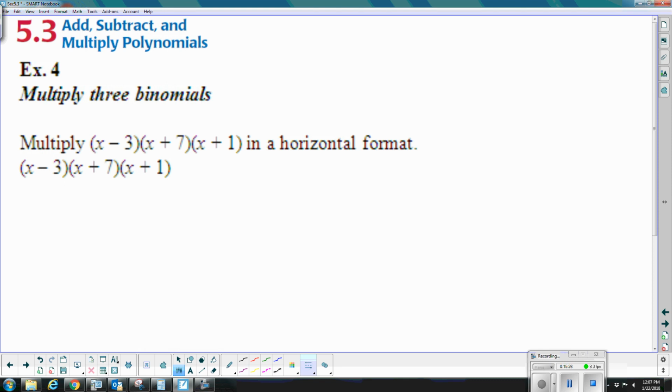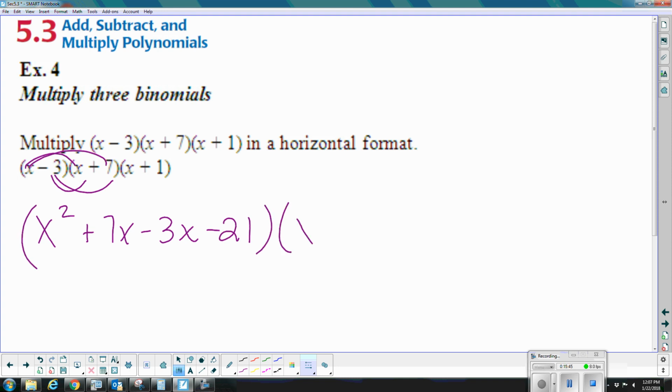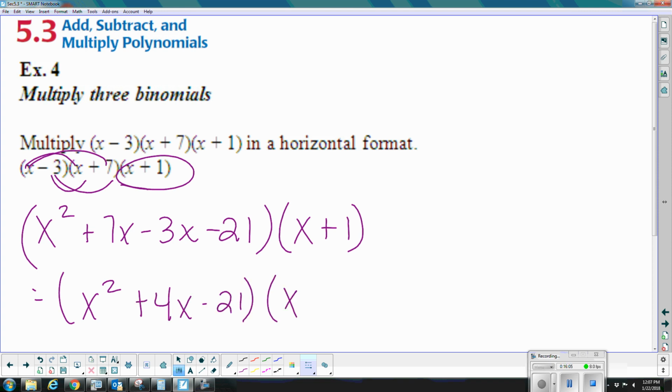All right, so I'm going to multiply x minus 3 times x plus 7, and to do this, we're just using FOIL. So I get x squared plus 7x minus 3x minus 21. And it's going to be that whole group times my last binomial set. Now I'm going to simplify what's inside my parentheses. So this becomes x squared plus 4x minus 21 times x plus 1.